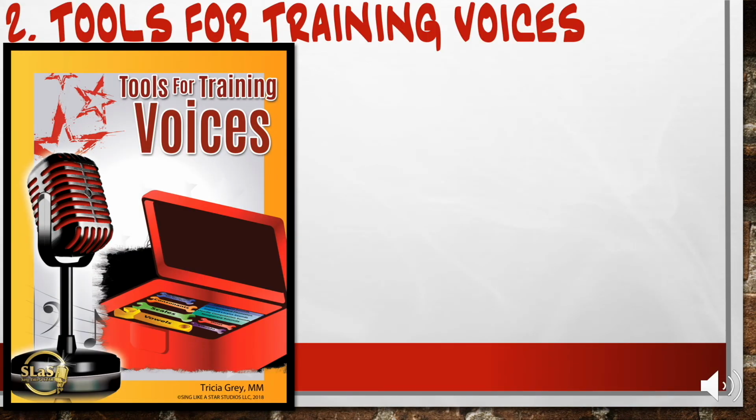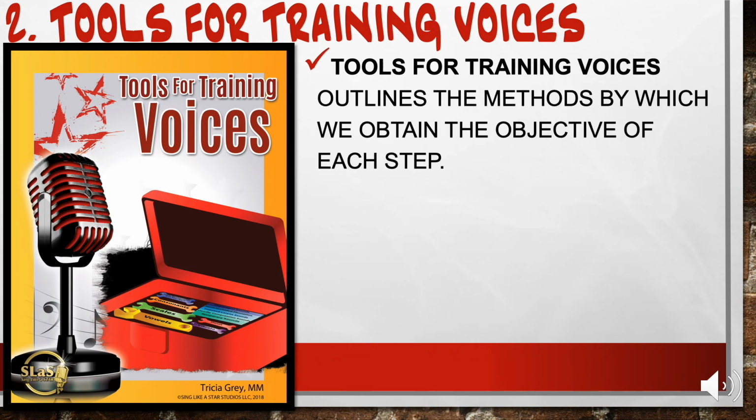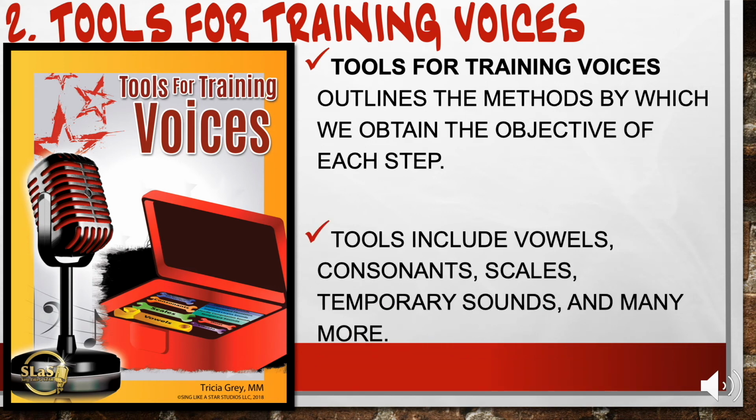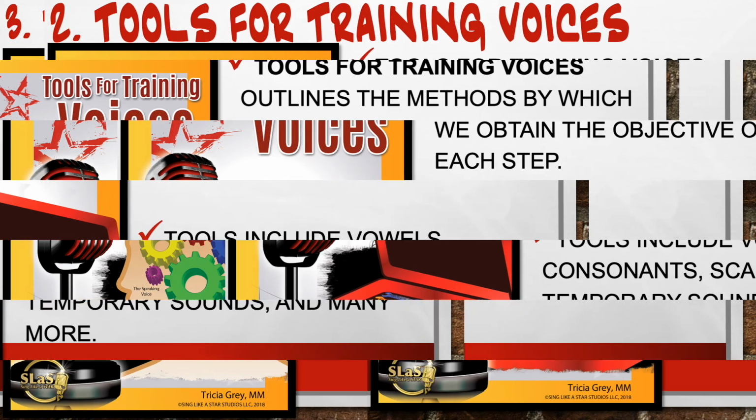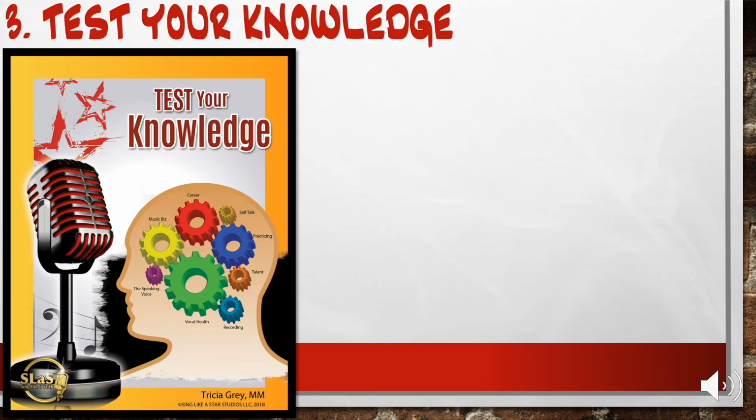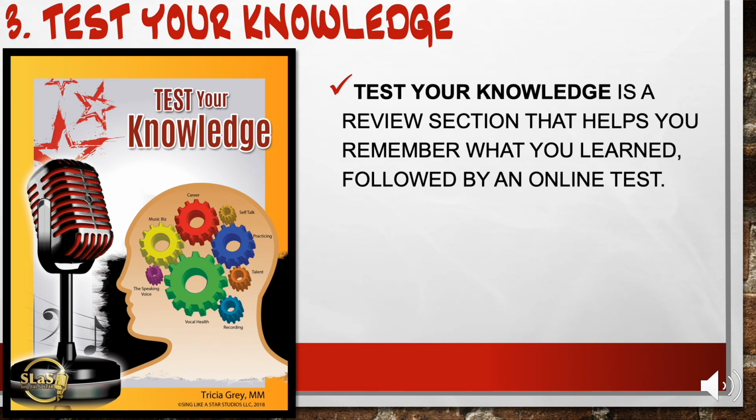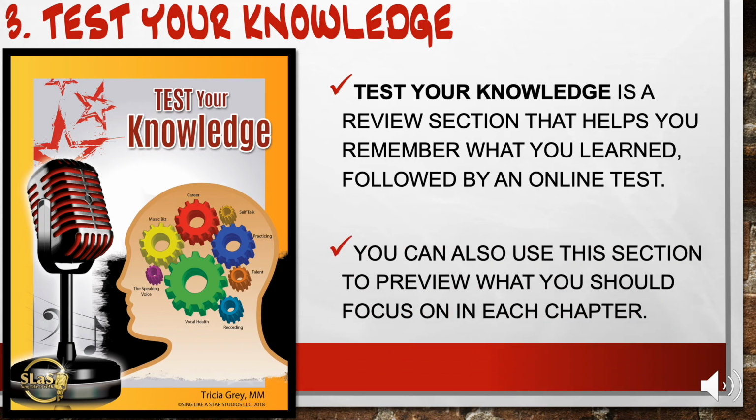The second section is Tools for Training Voices. The Tools for Training Voices section outlines the methods by which we obtain the objective of each step. The tools include vowels, consonants, scales, temporary sounds, and many more. The third section is called Test Your Knowledge. Test Your Knowledge is a review section that helps you remember what you learned, followed by an online test. You can also use this section to preview what you should focus on in each chapter, because there's a lot of information in the chapters.